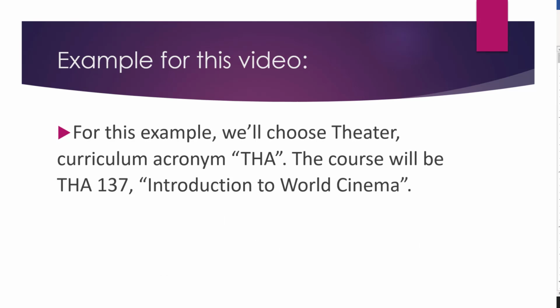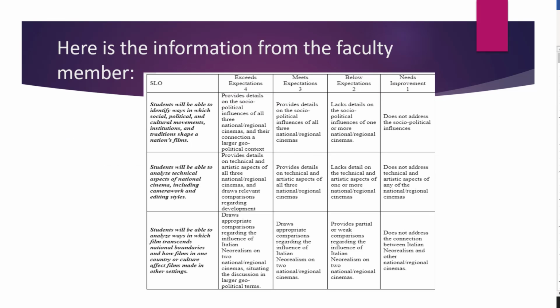For this example we'll choose Theater, curriculum acronym THA. The course will be THA 137, Introduction to World Cinema. Here is the information from the faculty member. This would typically be provided by email following a request from the assessment coordinator.